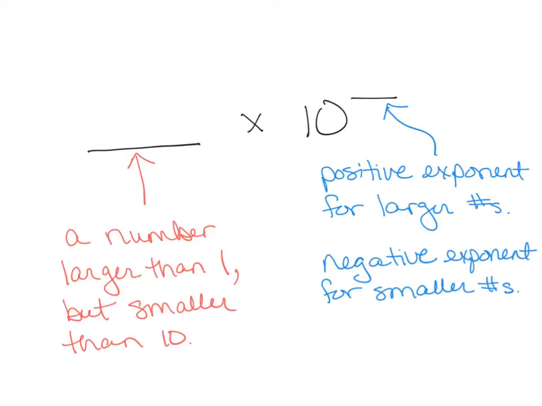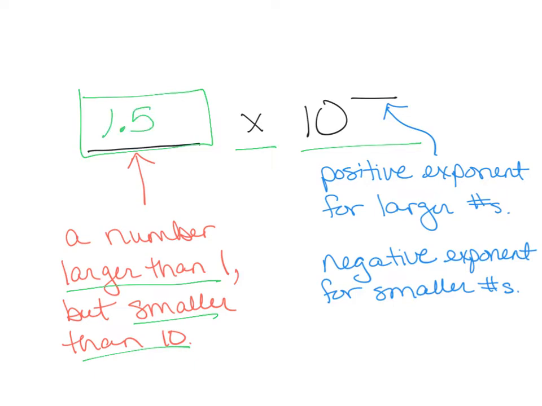We're very specific in how we write scientific notation. It is a number multiplied by a power of 10, always a power of 10. This first number is larger than 1 but smaller than 10. It's usually going to be a decimal, so it could be 1 and 5/10. It could be 6 and 25/100, but it's got to be larger than 1 but smaller than 10.